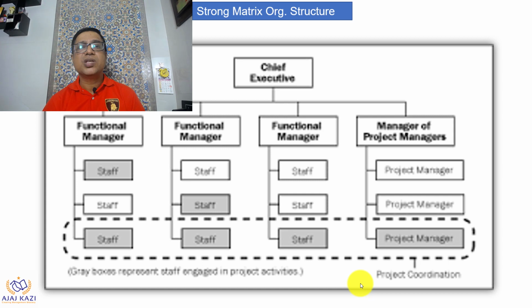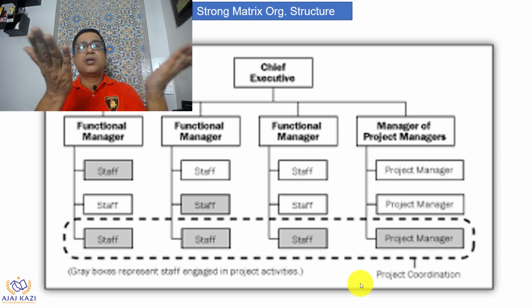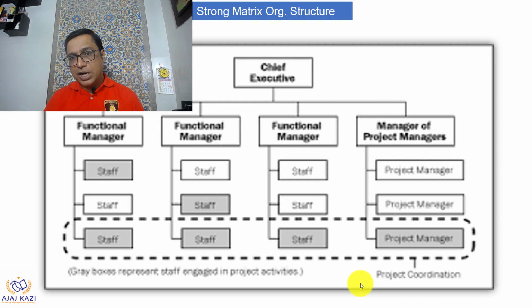The next one is strong matrix organization structure. Here there is a head who is the manager of project managers. Many project managers report to him. Each project manager handles one project, but project managers get resources from the other functional managers to whom these staff report. So these staff work on that project along with the project manager. The coordination happens at that level. However, the staff will report to the functional manager. But here again, there is a specific vertical for project management.